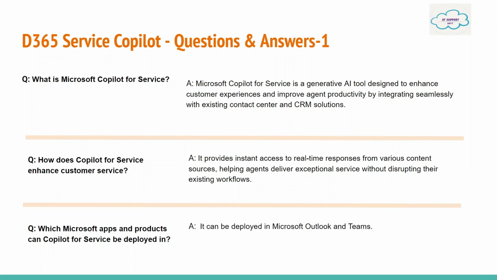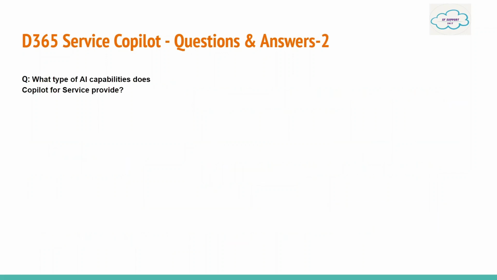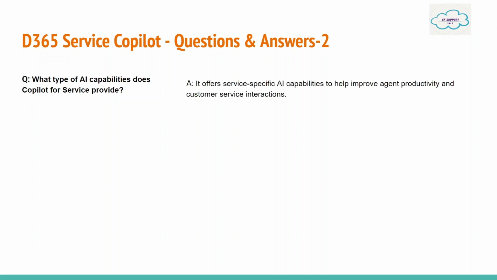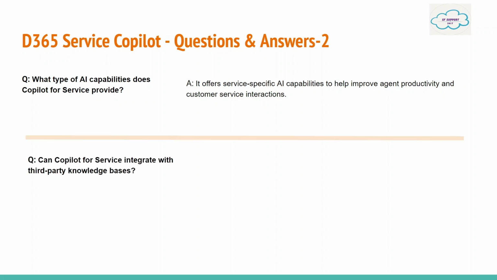Which Microsoft apps and products can Copilot for Service be deployed in? It can be deployed in two: one is Microsoft Outlook and another is Teams. Question: what type of AI capabilities does Copilot for Service provide? It offers service-specific AI capabilities to help improve agent productivity and customer service interactions.